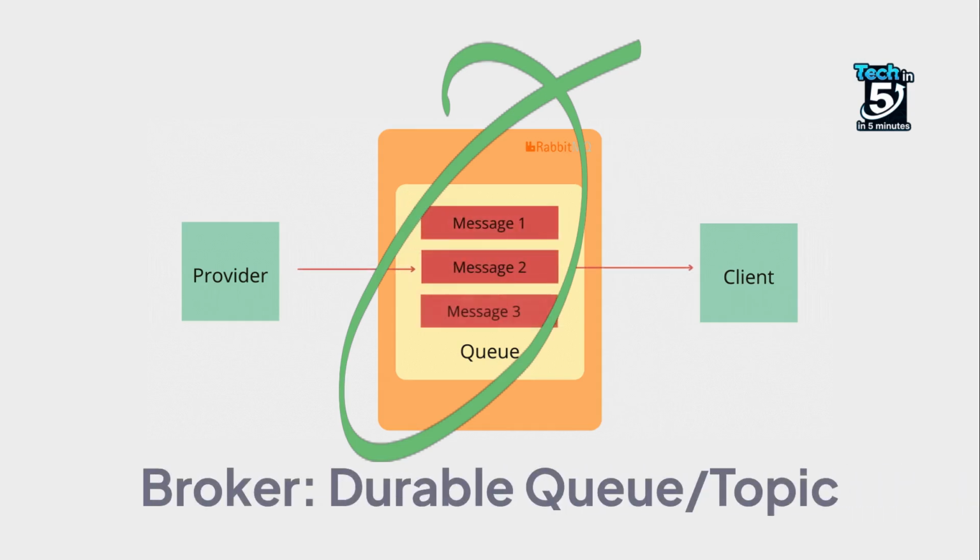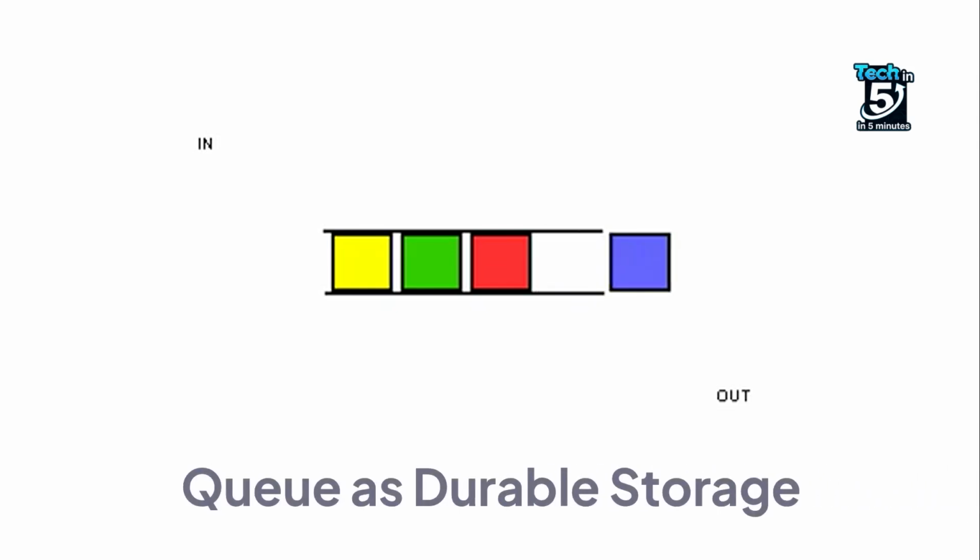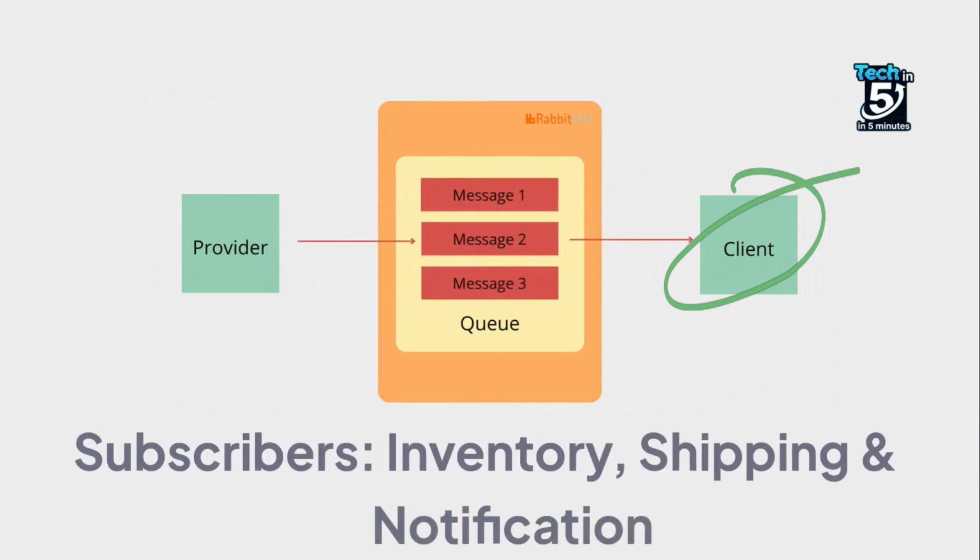Second, the event broker. This is the critical piece, typically a message queue like Kafka or RabbitMQ. It uses queues or topics to reliably store and route events. The queue is the crucial durable storage. It guarantees events won't be lost and maintains the order they arrived in, acting as the single source of truth for the event.